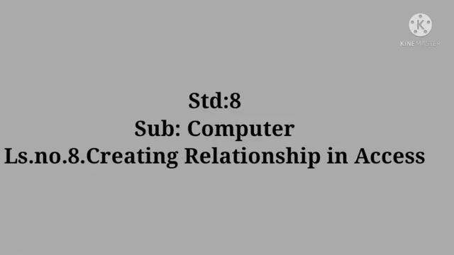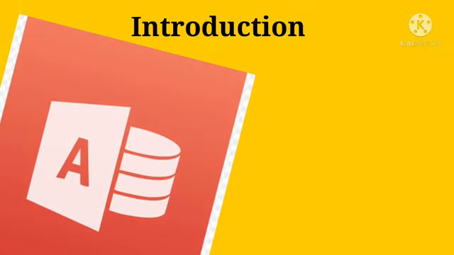Standard 8, Subject Computer. Today we are going to learn lesson number 8, Creating Relationship in Access, Part 1. The Relationships window lets you define relationships between items stored in multiple Access tables. It is available by clicking Database Tools, Relationships. Relationships are like the rules that govern how data is connected in your database.